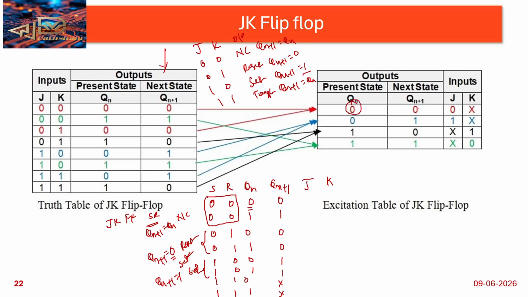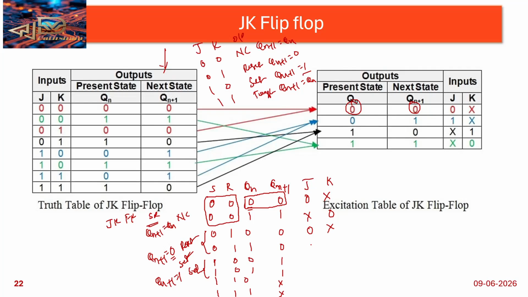If 0, 0, Qn is 0, Qn plus 1 is 0. See, this is the 0, 0 case. What is the value I am getting here? JK is 0, don't care. Then the 1, 1 case is don't care, 0. Again the 0, 0 case is 0, don't care. Again the 1, 1 case.